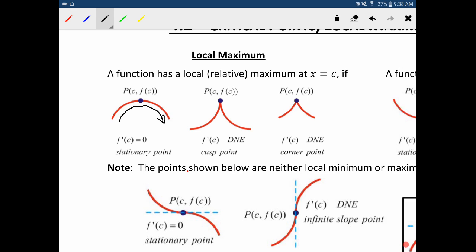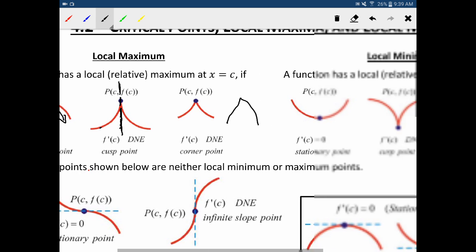Now, it is a little difficult to see the difference here. A corner point is like you're going in a line and then maybe you switch into a parabola or something like that. The difference between that and a cusp point, and we'll see some examples of this, is that the derivative here doesn't exist, because the tangent at that point would actually be a vertical line. So there is no slope. All right, so that's the difference. It's a little tricky to see, but you'll see examples and it'll make a little bit more sense.